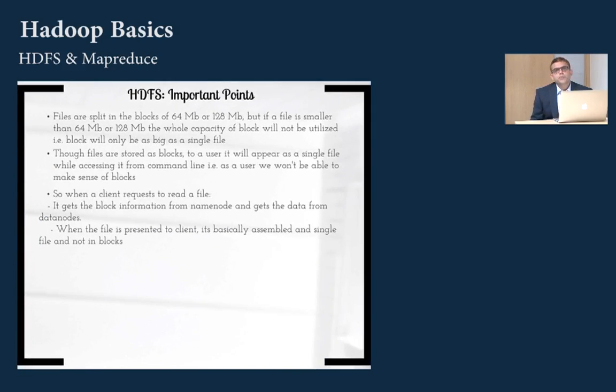What are a few most important points for HDFS? Files are split into blocks of 64 to 128 MB, but if a file is smaller than that, it will only take that much space. What I'm trying to say is that if the file is 4 MB, it will only take a 4 MB block, it will not be 64 MB. And when the client is reading the file, it basically gets data from everywhere and integrates the whole file.